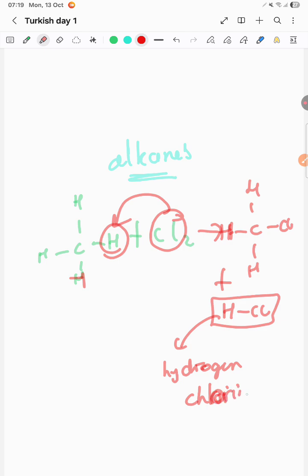Hydrogen chloride. It is not hydrochloric acid because there's no water. So it's HCl, but it is not hydrochloric acid. It's a covalent bond. So the hydrogen chloride is what it is. Most kids kind of make the mistake and call it HCl, hydrochloric acid. It is not hydrochloric acid. It is hydrogen chloride. Right.